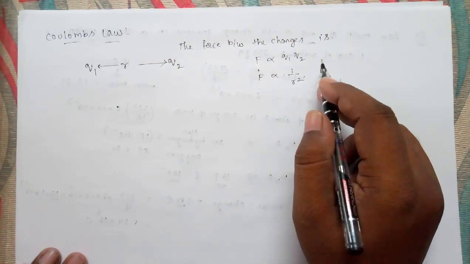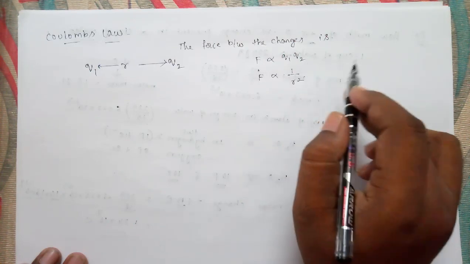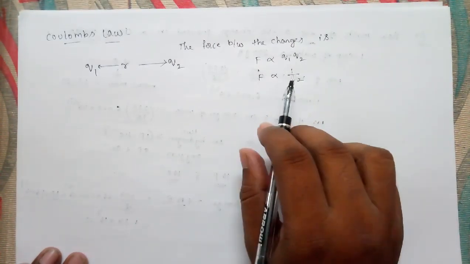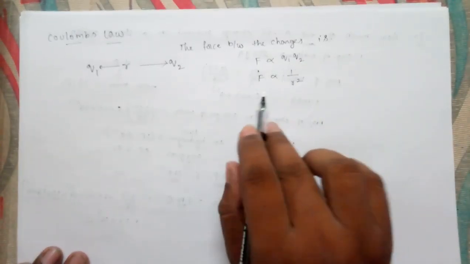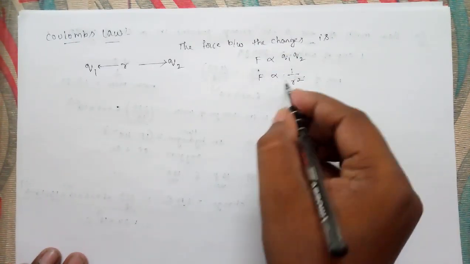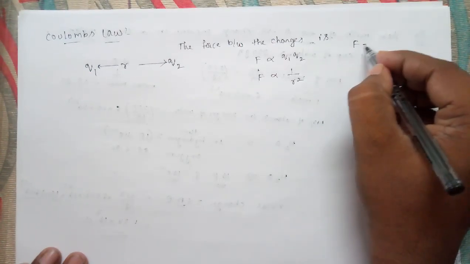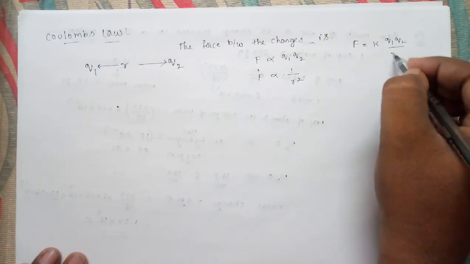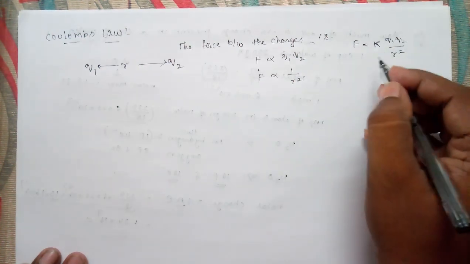If two masses are there, the force of attraction between them is directly proportional to the product of their masses and inversely proportional to the square of the distance between them. In the same way, between two charges, the force is directly proportional to the product of their charges and inversely proportional to the square of the distance between them. Then, taking the proportionality, we can write F equals some constant k into q1 q2 by r square. Here this constant k is nothing but a proportionality constant.